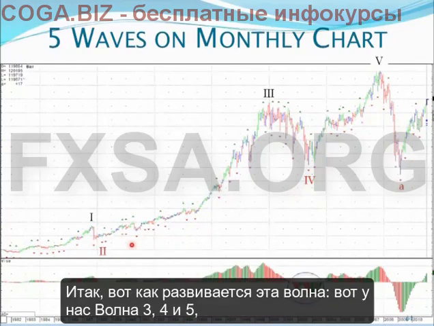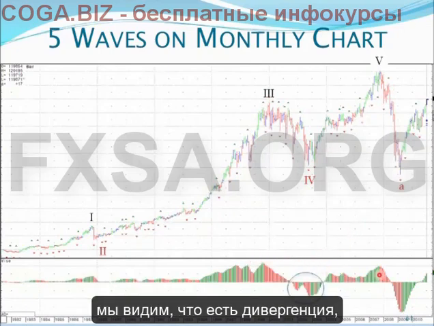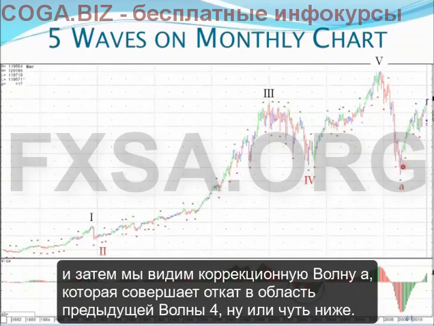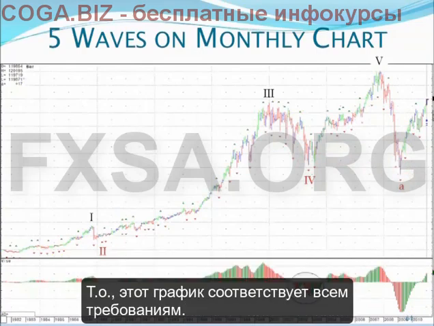So with this, the way it's played out, we have a 3, a 4, and a 5. We can see that with the divergence. Our AO crosses the zero line. And then we have an A wave, the correction, pulling back into the previous wave 4, which actually went a little bit further. So this chart meets all the requirements.